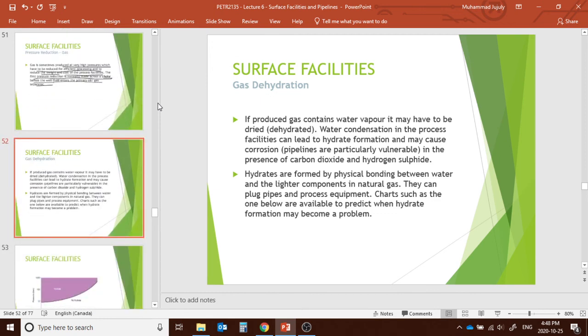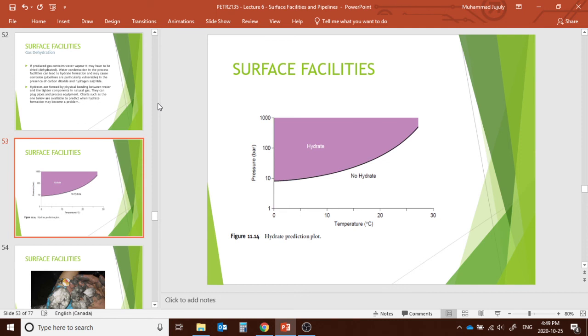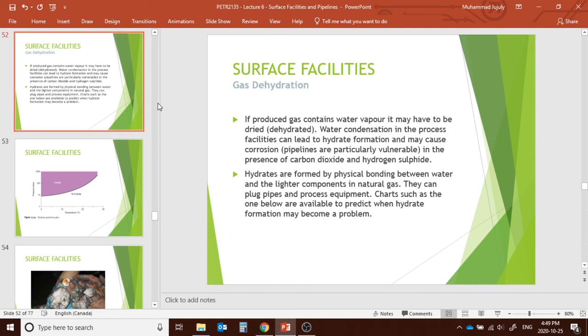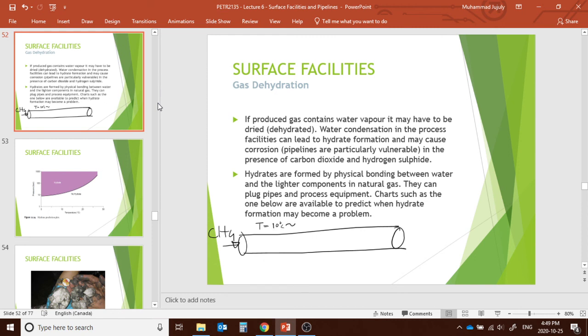Now, gas dehydration is very important. What we actually do is remove the water from the natural gas. If we do not remove the water, then what happens? Let me explain. For instance, this is the natural gas pipeline. You have methane, and usually we try to maintain the temperature at something like 10 degrees Celsius to 15 or 20 degrees Celsius.